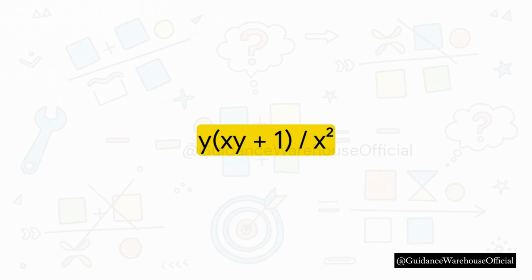On top, we get y times xy plus 1. On the bottom, we get x times x, which is just x squared. And that's it. That's our final simplified answer.